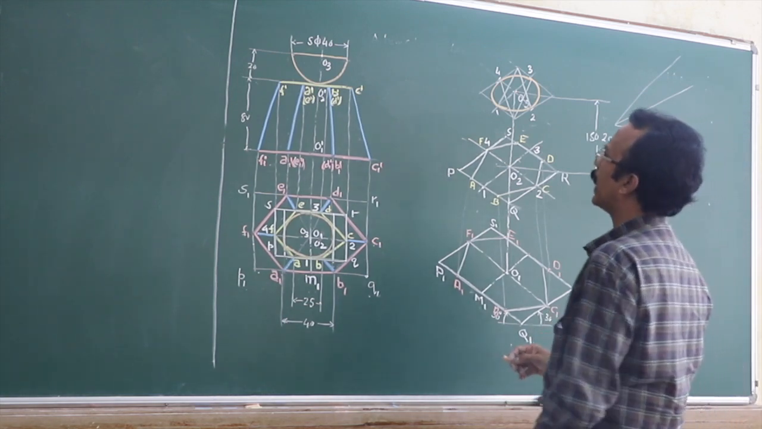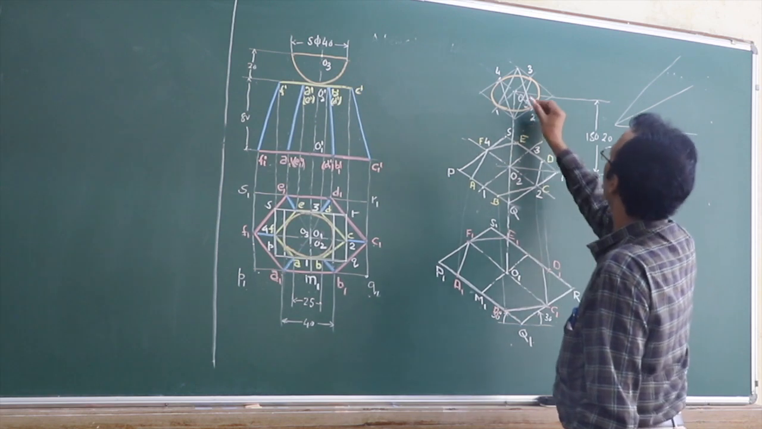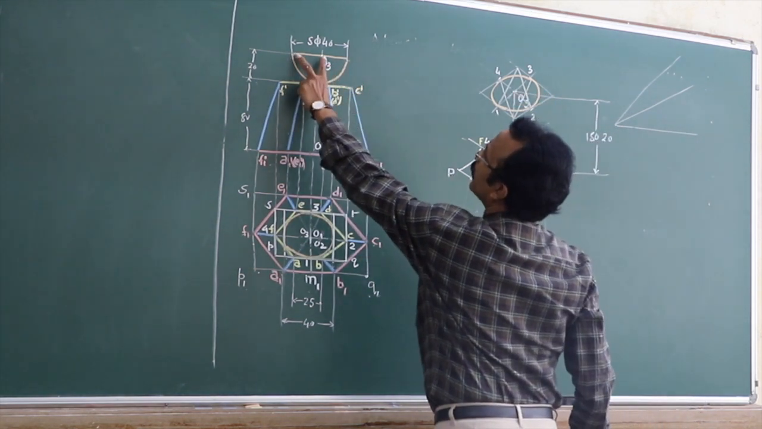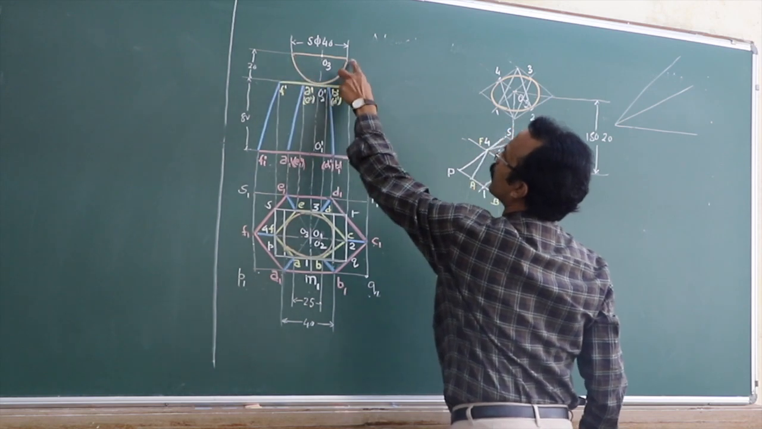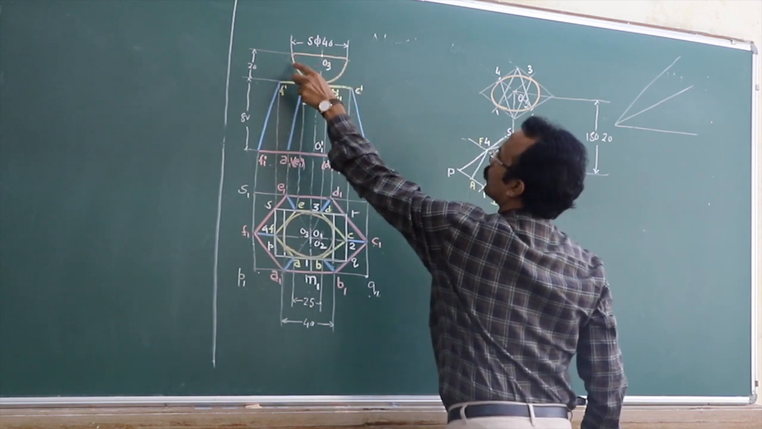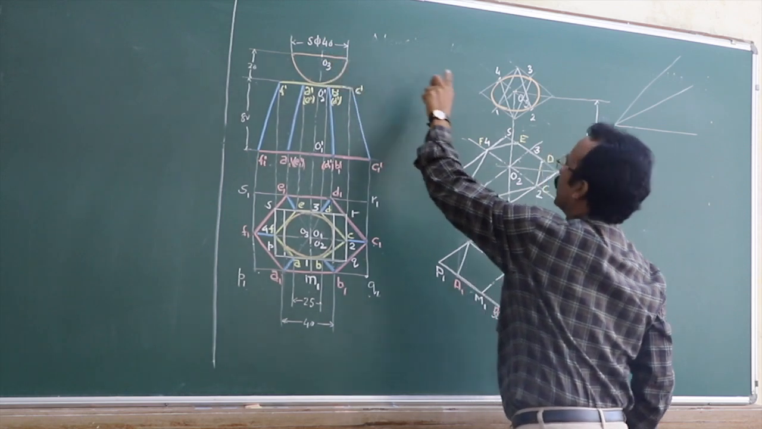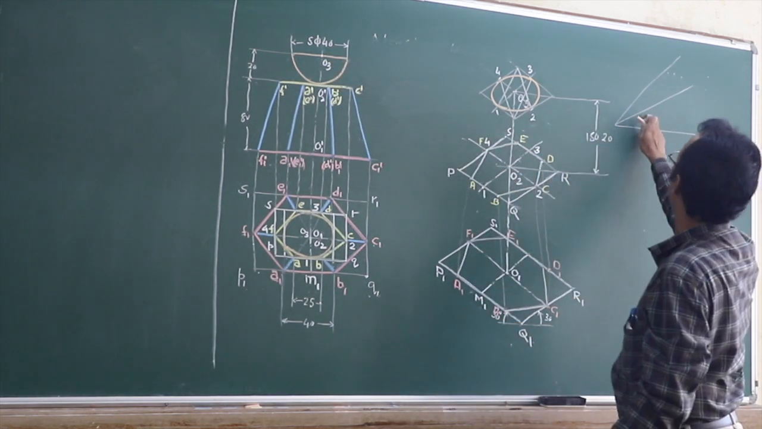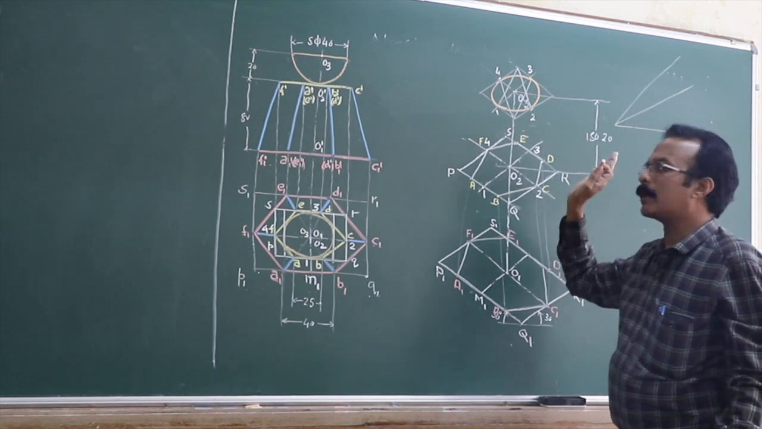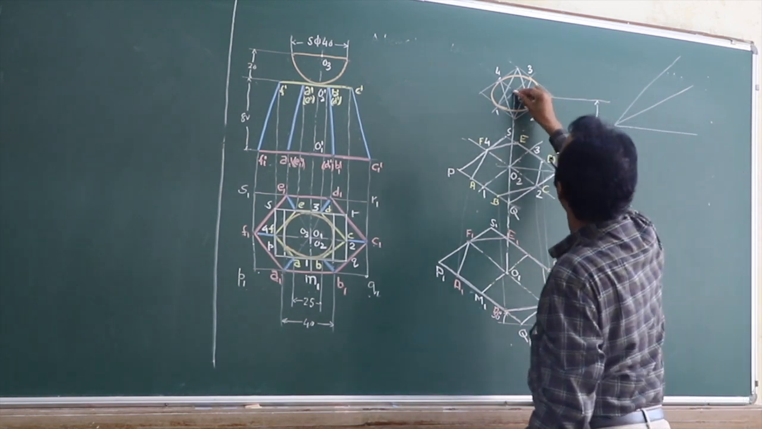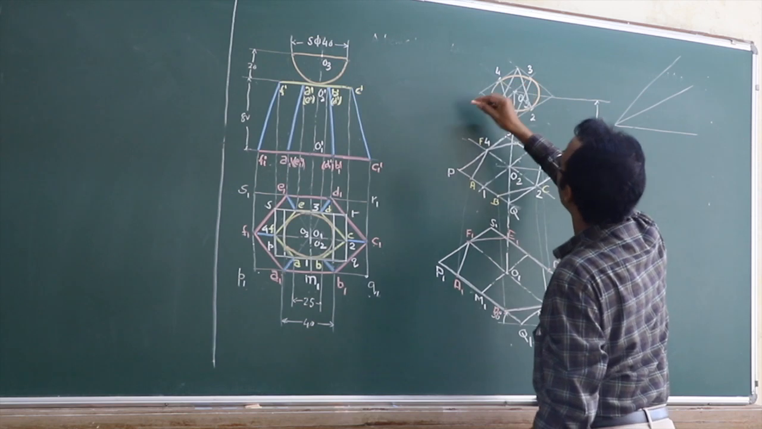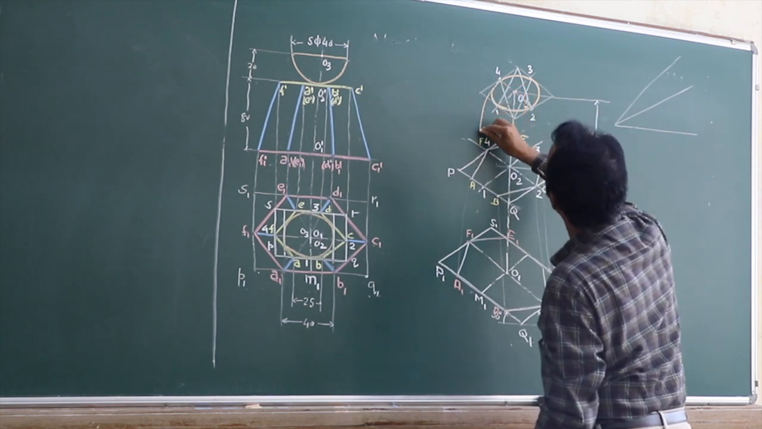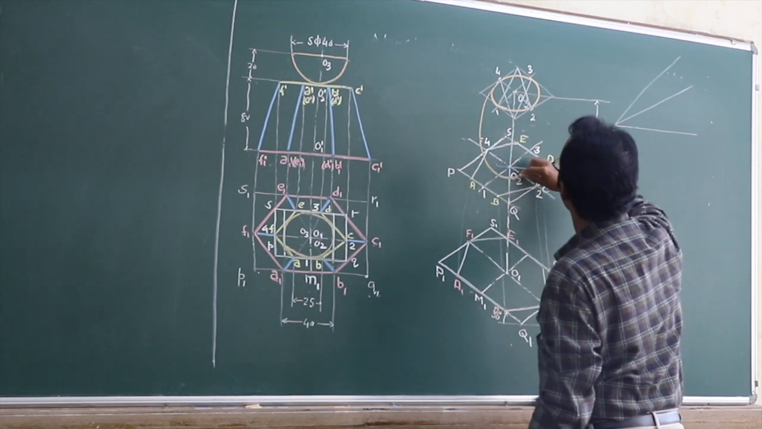Now once you do that, please concentrate. You take this O3 as center. See, from O3, here we have drawn a semicircle of radius 20 or diameter 40. Now do the same thing here. Only for this part, don't go for the isometric scale. You take O3 as center and take 20 mm radius and draw a semicircle like this.